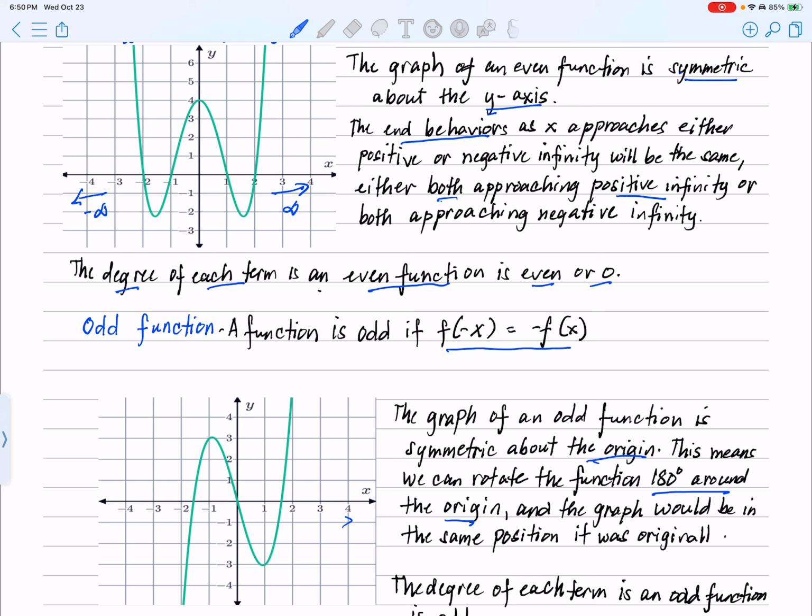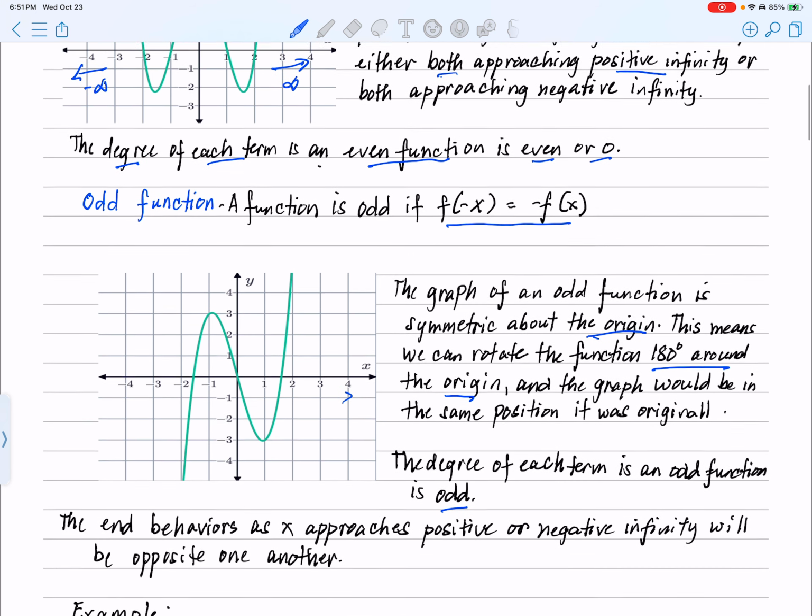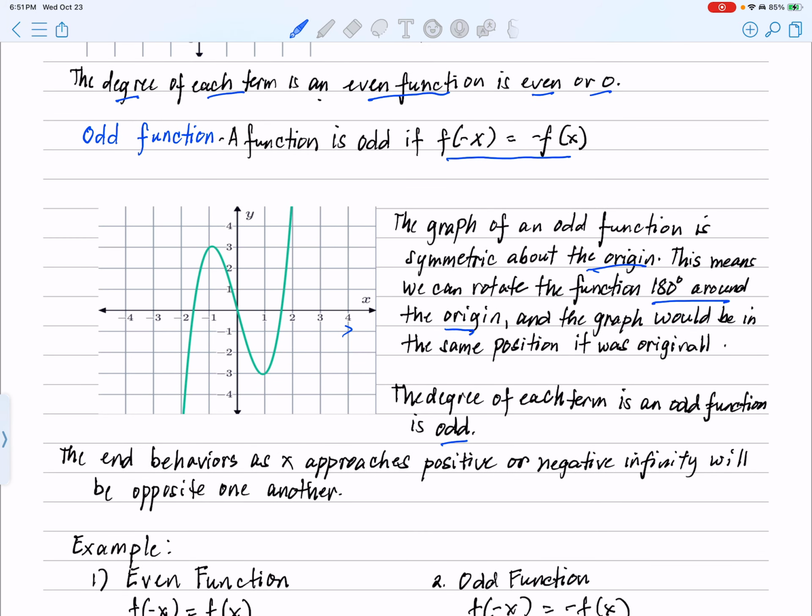Analytically, when we substitute a negative x into the function and simplify, the signs of all the terms should be the opposite of the terms in the original function. Let's try to figure that out later. Graphically, the graph of an odd function is symmetric about the origin. So in this case, if we look at the end behavior, one is positive and the other one is negative.